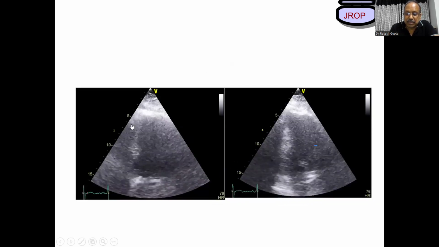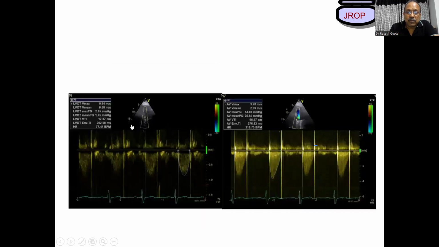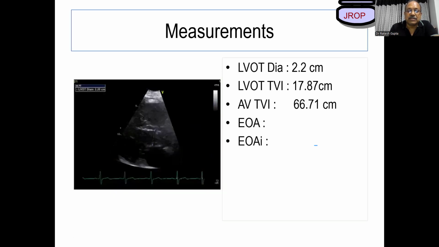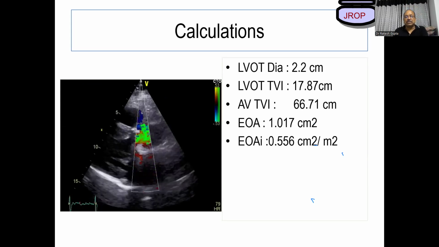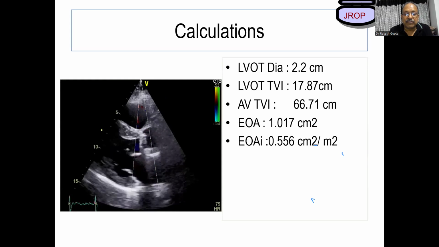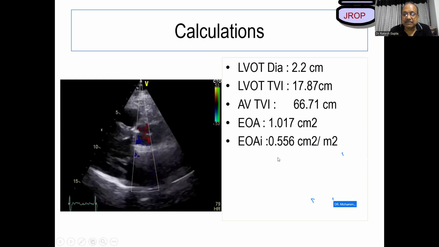LV function is reasonably normal. When we looked at the LVOT VTI, it is only 18. Here the aortic valve VTI is almost 66, with a peak velocity of 3.7 and a mean gradient of 27 millimeters of mercury. Diameter 2.2, LVOT VTI 17.7, 66.71. The effective orifice area is 1 centimeter square, and the indexed effective orifice area is 0.556.